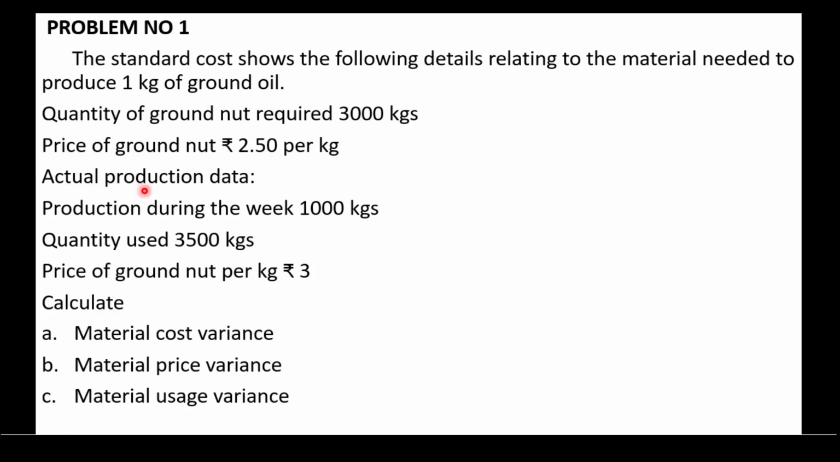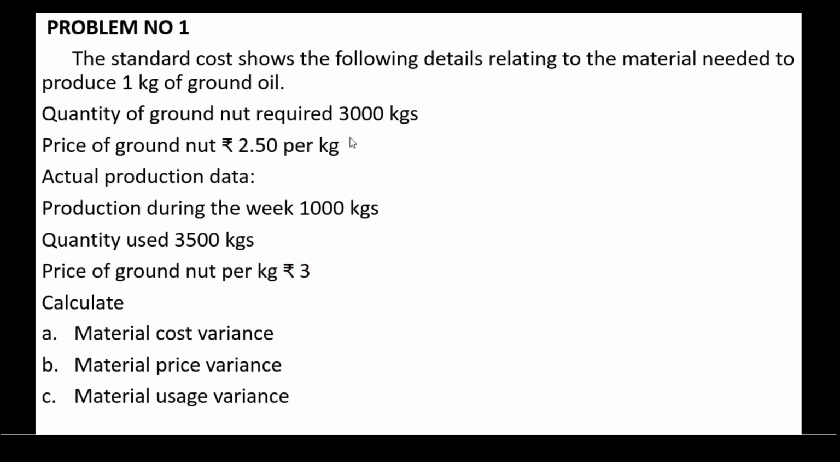And then the actual production data. Production during the week is 1000 kgs. For this production of 1000 kgs, the quantity used is 3500 kgs. This is called the actual quantity, that is 3500 kgs. And then the price of ground nut per kg, rupees 3, is called the actual price.